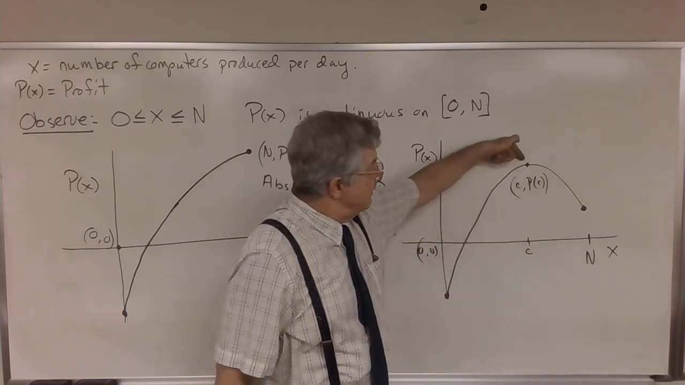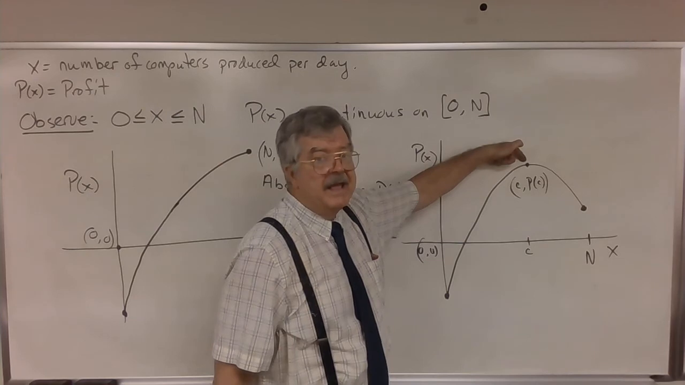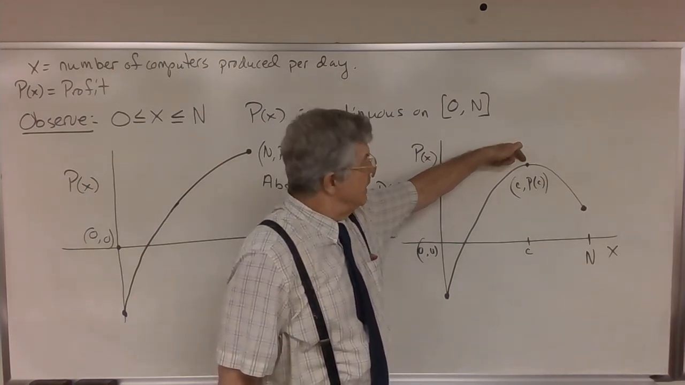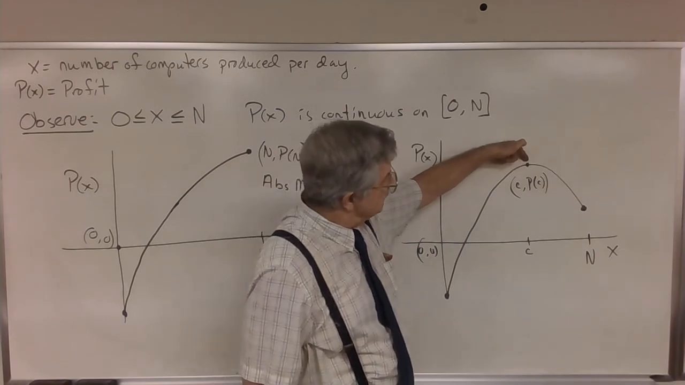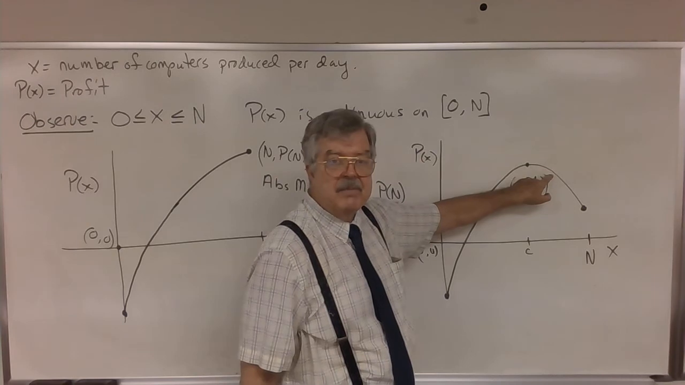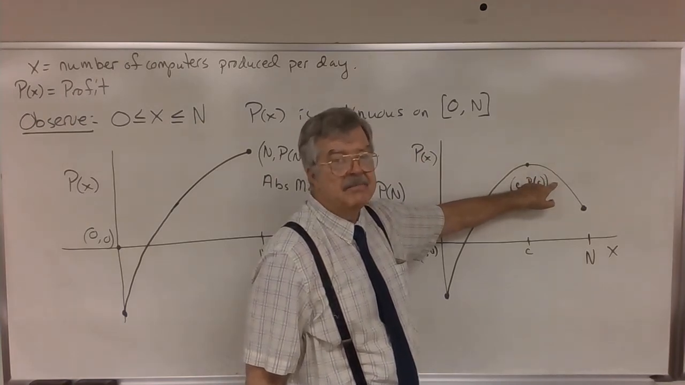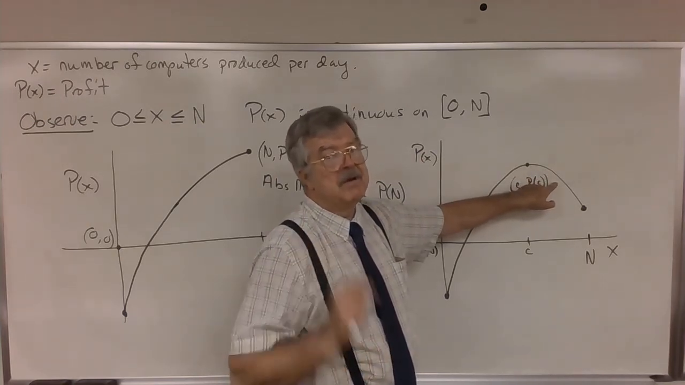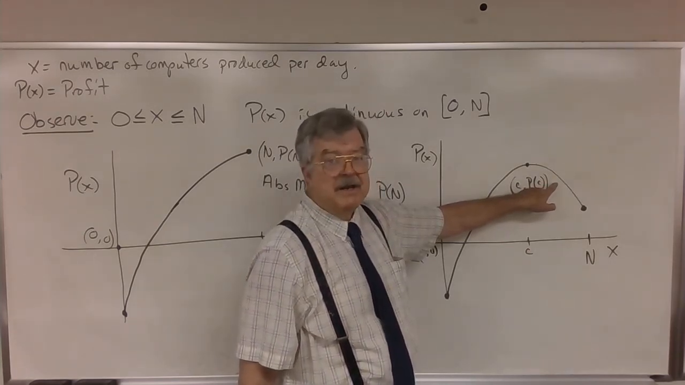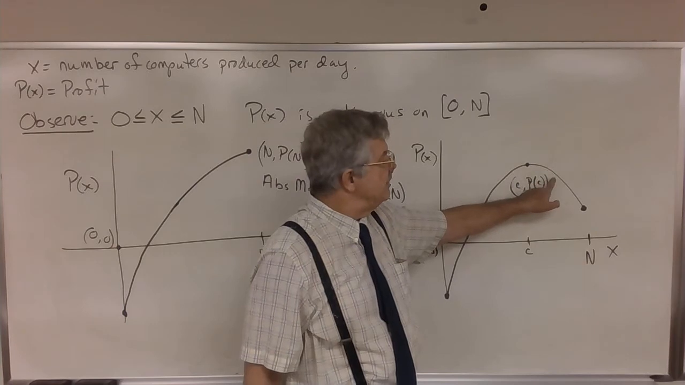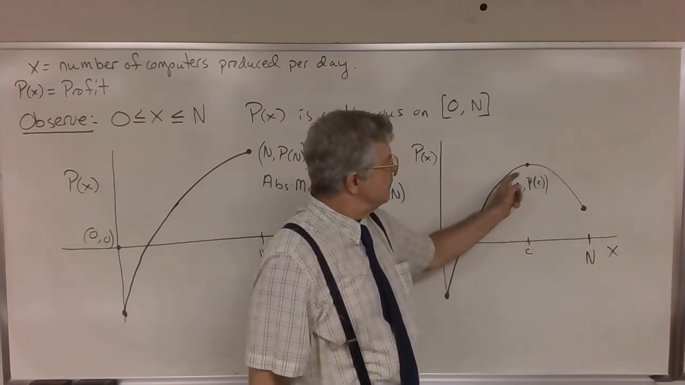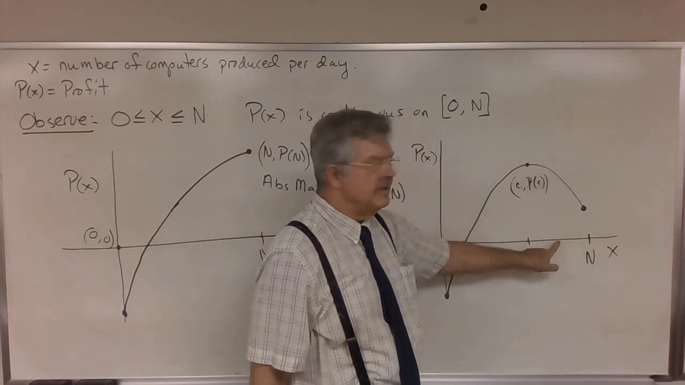Right here, apparently, I'm producing exactly the number of computers that people are willing to buy. And then if I increase production beyond this point, I'm starting to make computers that people won't buy. I'm making too many. But it's still costing me money to make those computers. So I'm spending money to make computers. Nobody's buying these extra computers, so I'm actually losing money by increasing production to this level.